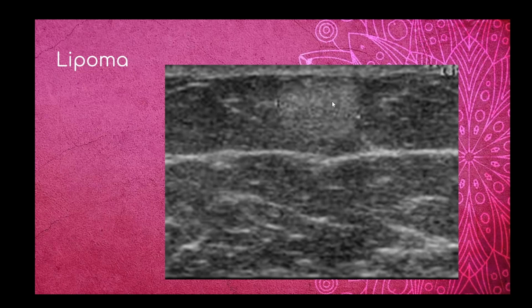It should be compressible, so if we were to squish down on this, it should change shape, and we do sometimes see some posterior enhancement behind them. But again, look at it, it's round, it's oval, it's got smooth borders all the way around, and it's parallel with the breast tissue.